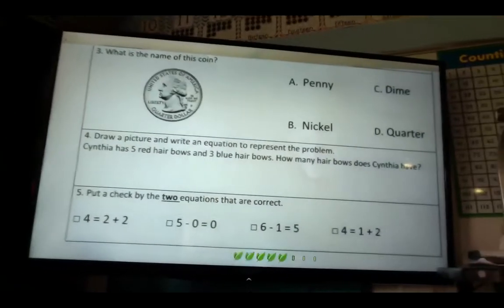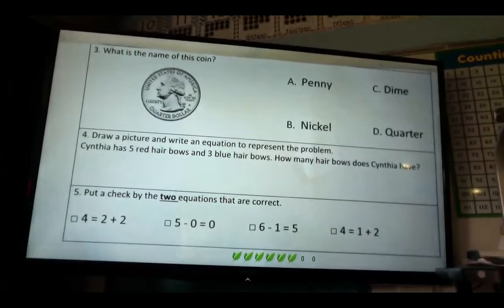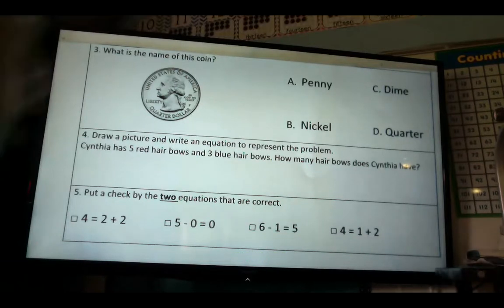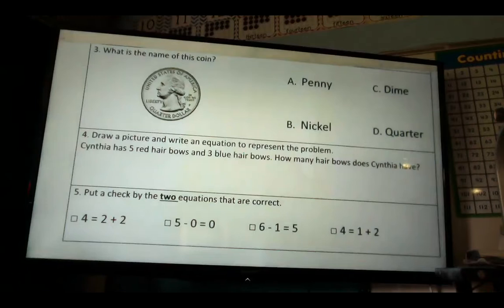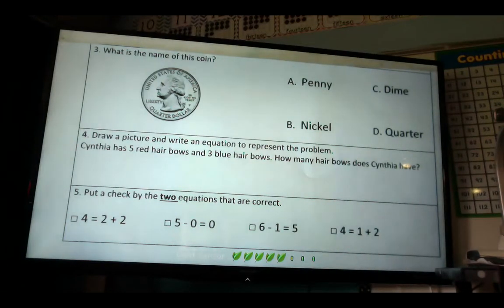So here we go. Find this paper in your packet that has been sent with you. It will have 3, 4, and 5 on it since we already did 1 and 2 on Tuesday. So let's look at number 3. Number 3 says, what is the name of this coin? And sometimes coins will give us a hint and it will give us a clue on the coin.